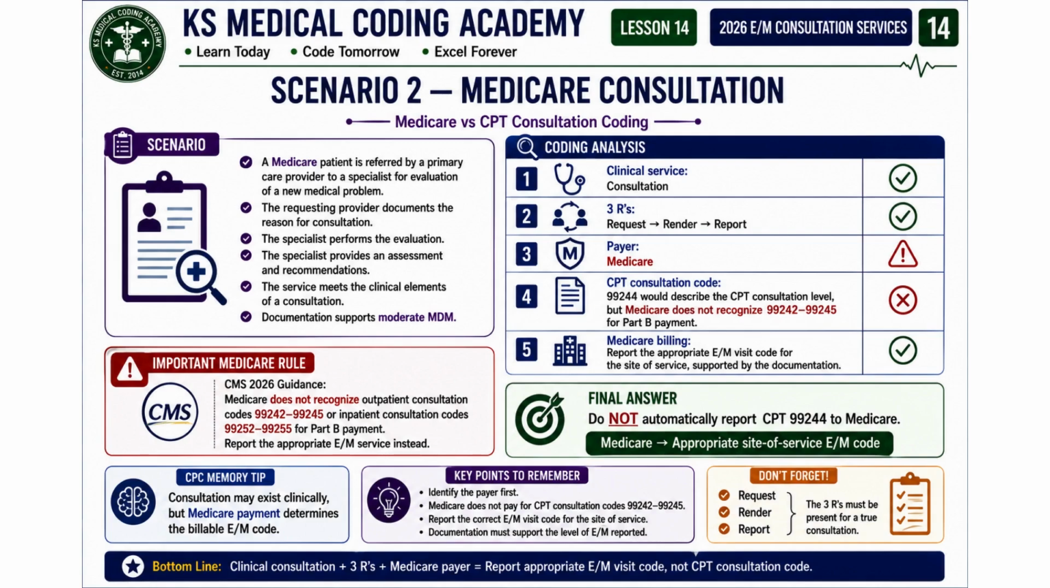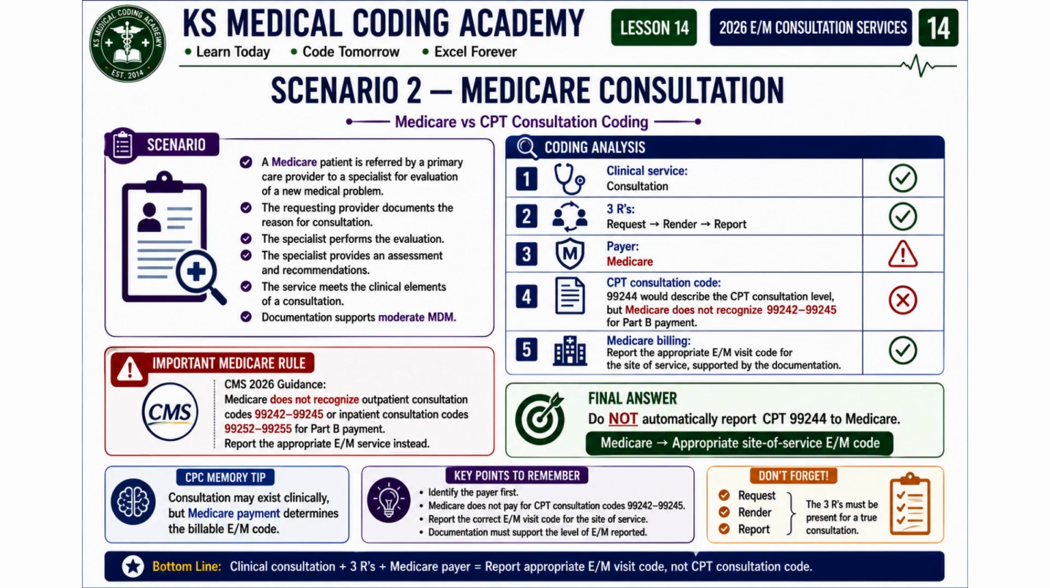However, there is one critical detail: the payer is Medicare. Although CPT 99244 would represent the moderate-level outpatient consultation in the CPT code set, Medicare does not recognize 99242 through 99245 for Part B payment. Therefore, we should not automatically report 99244 to Medicare. Instead, report the appropriate EM visit code for the applicable site of service, based on the documentation and current Medicare requirements.